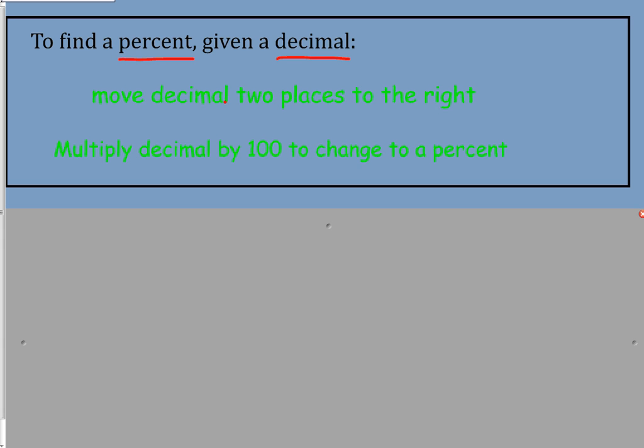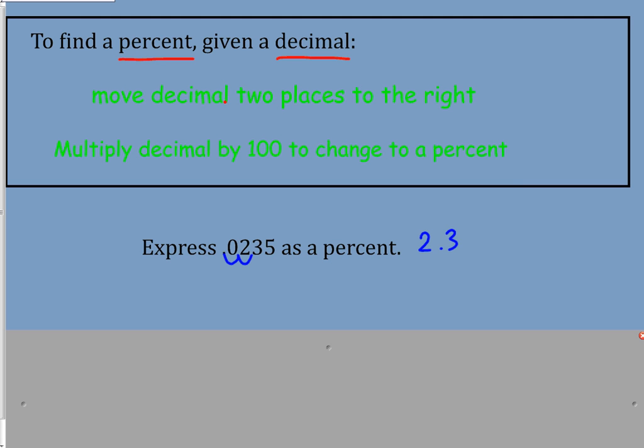So again, this is kind of that going back and forth. Move the decimal 2 places right to get a percent. Multiply decimal by 100 to change to a percent. Same kind of idea. So express 0.0235 as a percent. So it's going to move 2 places, or multiply it by 100. It does the exact same thing. So that's going to be 2.35%. All right, that's going to be the percent from that decimal.